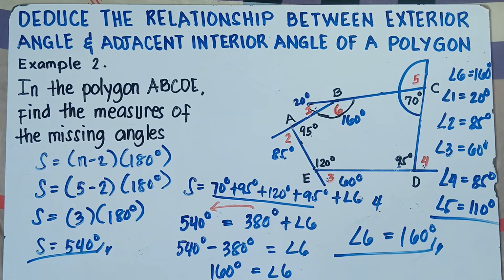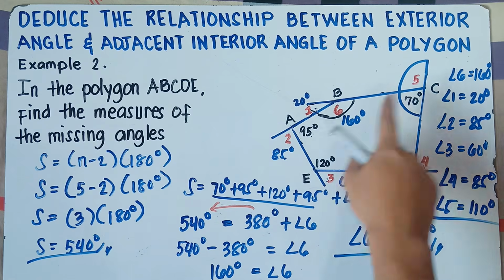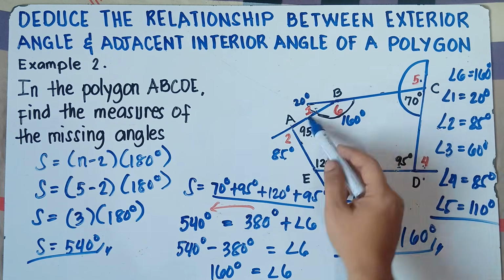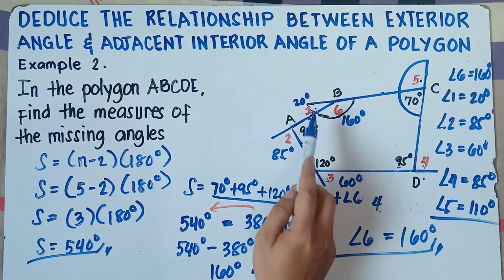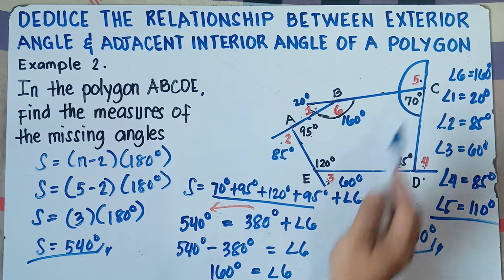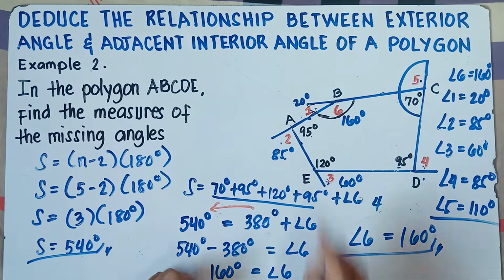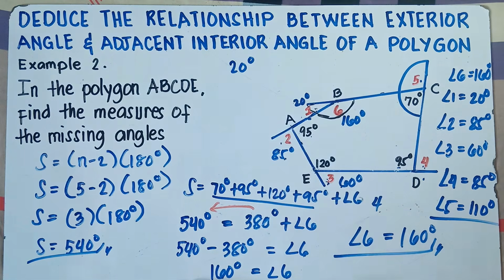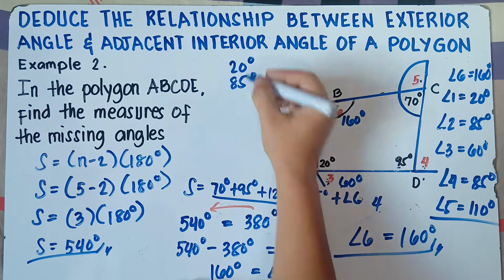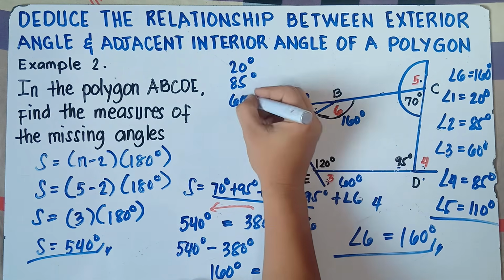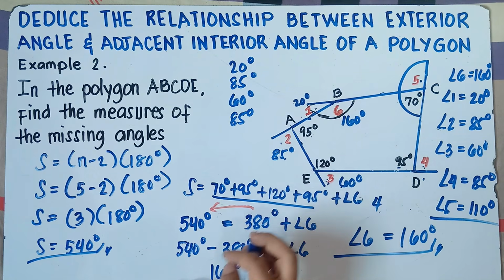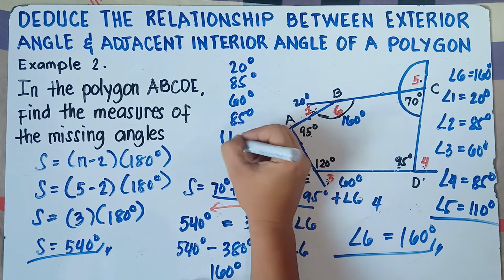So you have angle 1, angle 2, angle 3, angle 4, and angle 5. Let's check, class, if the sum of the exterior angles is 360. Always double check your answer. Angle 1 is 20 degrees. Angle 2 is 85 degrees. Angle 3 is 60. Angle 4 is 85 degrees. Angle 5 is 110 degrees.